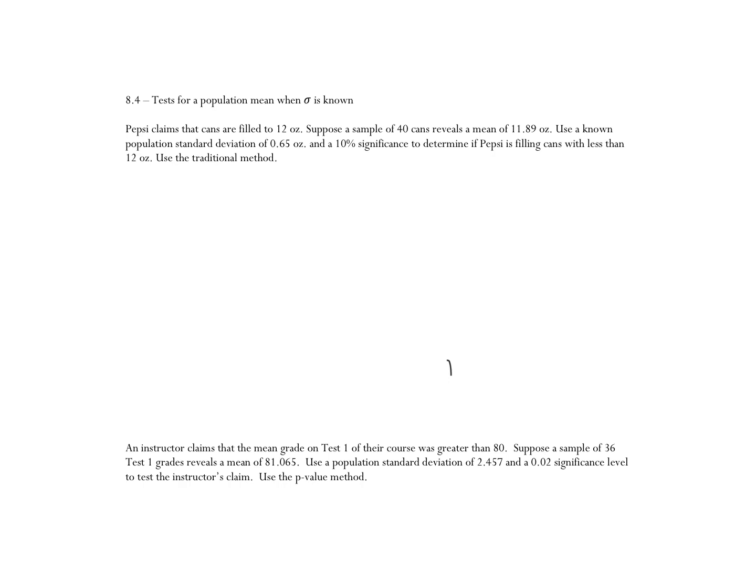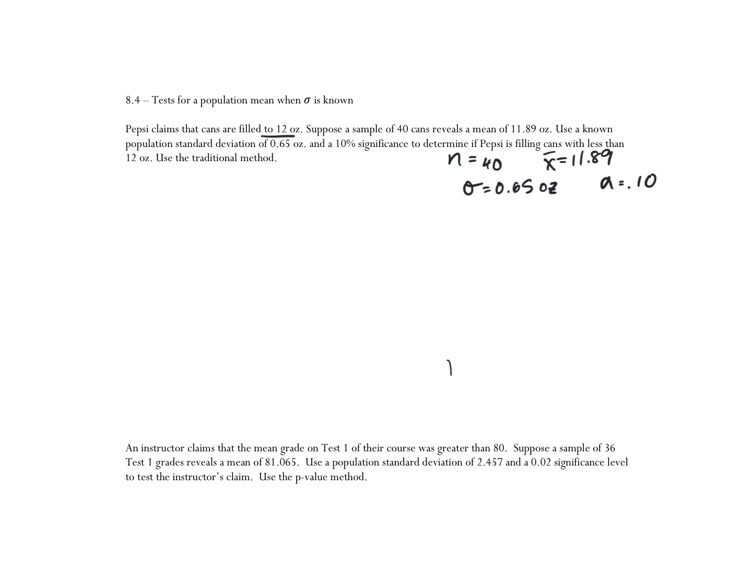All right. So Pepsi claims that cans are filled to 12 ounces. Suppose a sample of 40 cans reveals a mean of 11.89. And we have a known population standard deviation of 0.65 ounces. Okay. And we're doing alpha equals 10%.